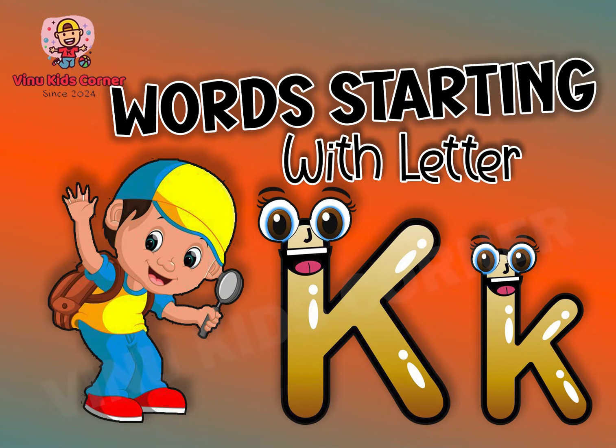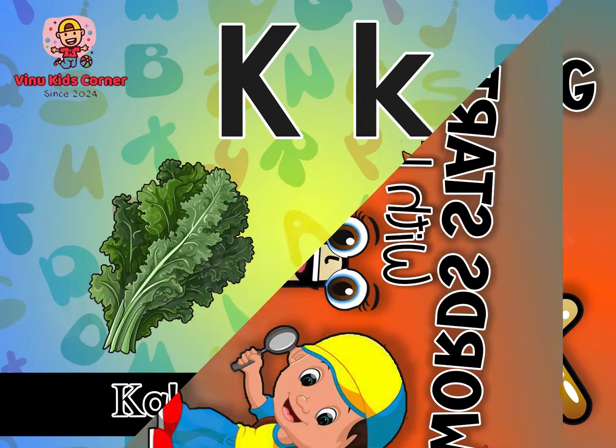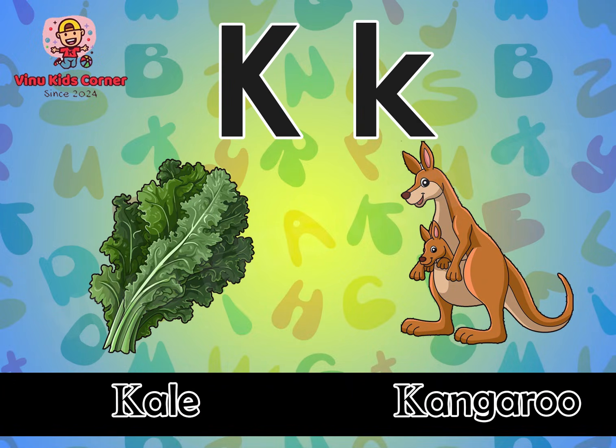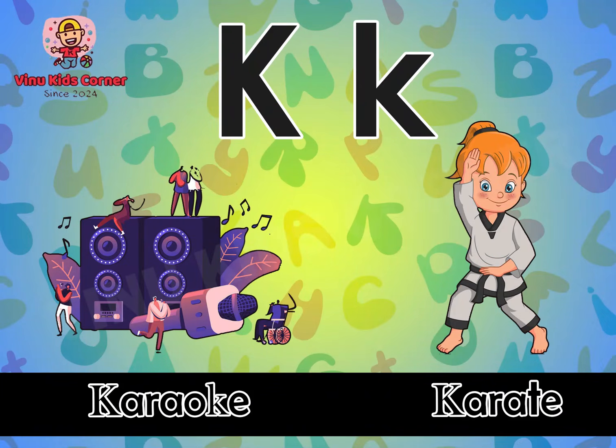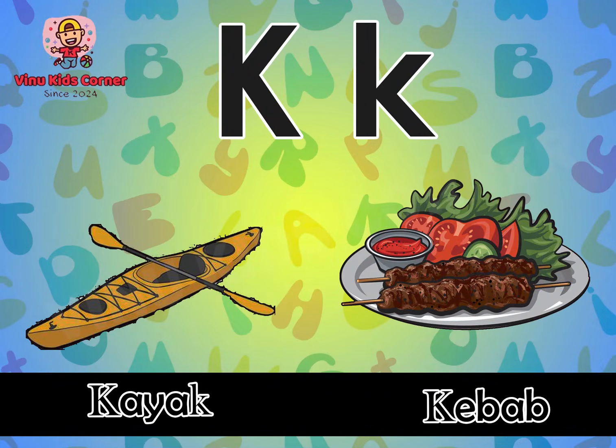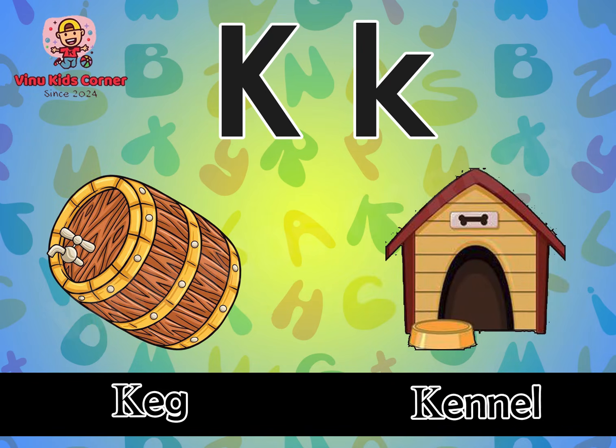Shall we learn words starting with letter K? K is for kale. K is for kangaroo. K is for karaoke. K is for karate. K is for kayak. K is for kebab. K is for keg. K is for kennel.